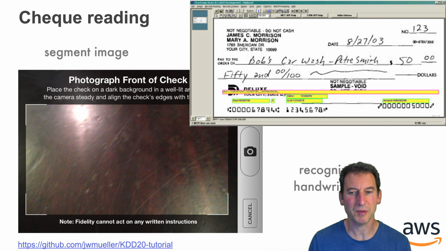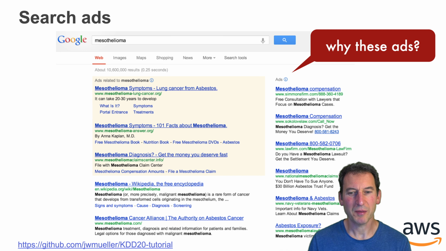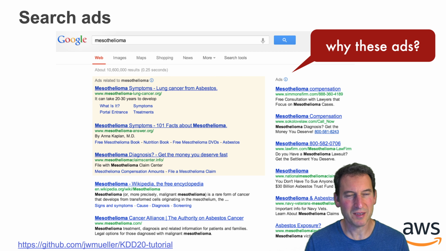It worked surprisingly well. Another area where you may or may not have connected it with classification is ads. If you search for mesothelioma, which happens to be one of the most expensive things you can advertise for in the United States, and you click on it, the system wants to estimate whether you're likely to click on it, and then based on your click probability and also how much you bid, your ad will show up or not.